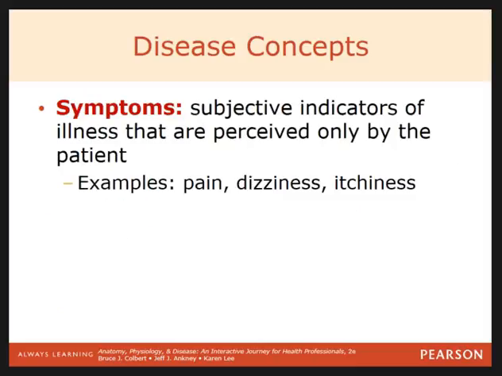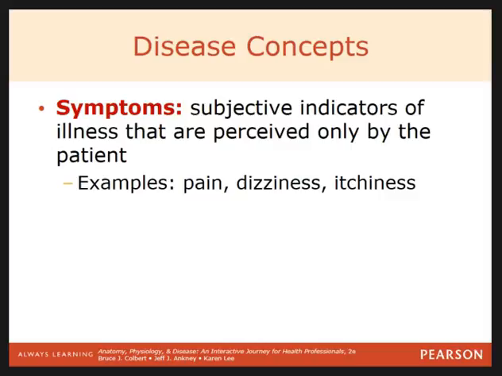Now, symptoms are subjective. These are things that are a perception by the person. So it can't really be measured to a true scale. Now, pain, we do have some pain measurement scales, but again, it's that person's perception. Some people are very tolerant to pain, and some people are very intolerant to pain.